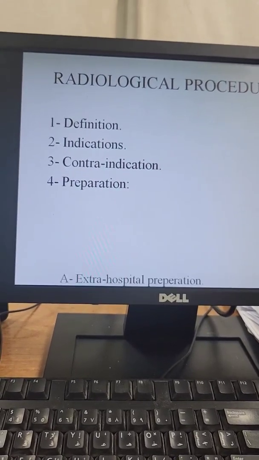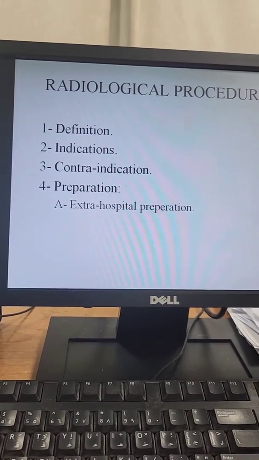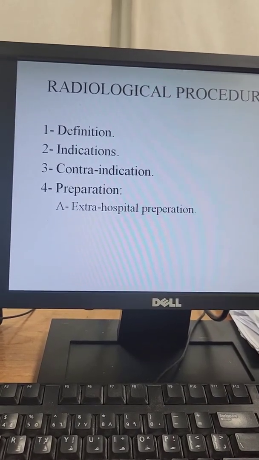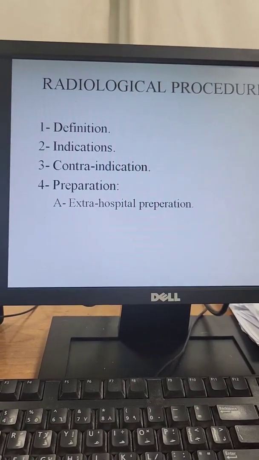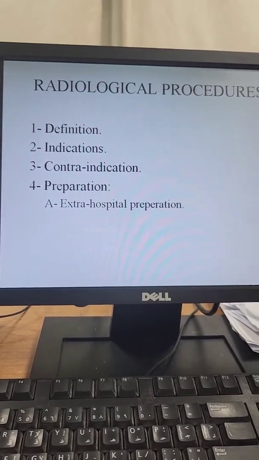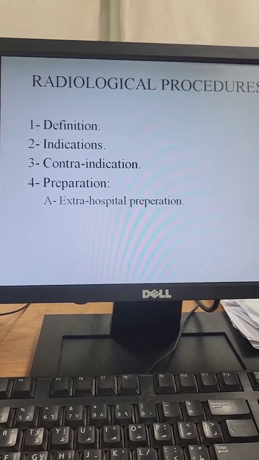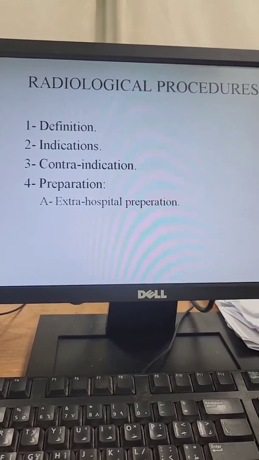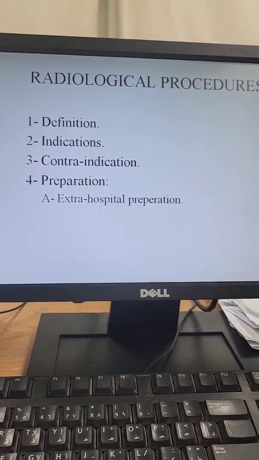Preparation. Extra-hospital preparation: there is no extra-hospital preparation except for study of renal function test. In most centers, they are requesting serum creatinine level, which should be below 1.5 milligram. Some centers request glomerular filtration rate, which is more specific. Okay.